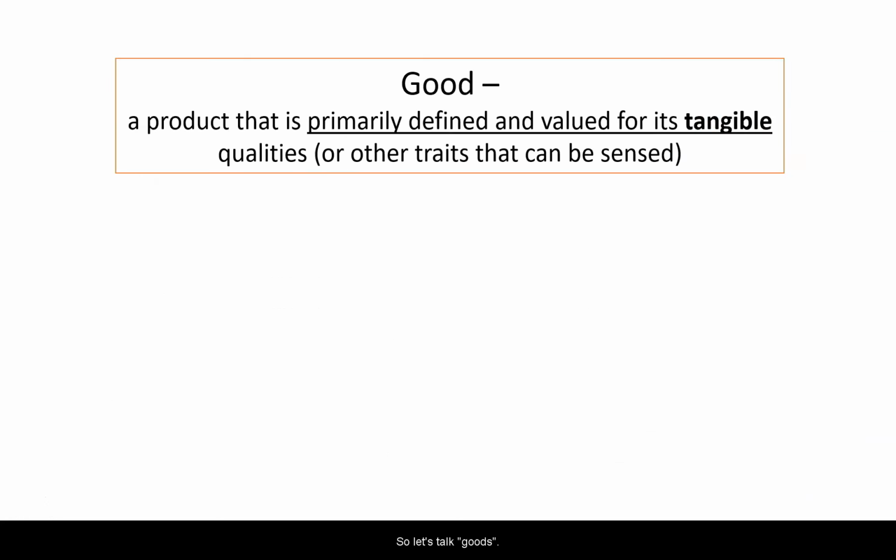So let's talk goods. The first major type of product is what's called a good. A good is a type of product that is primarily defined and valued for its tangible qualities or other traits that can be sensed. So if the book uses the example of gasoline, sure, we don't usually touch it, but we could. We can certainly see and smell it.